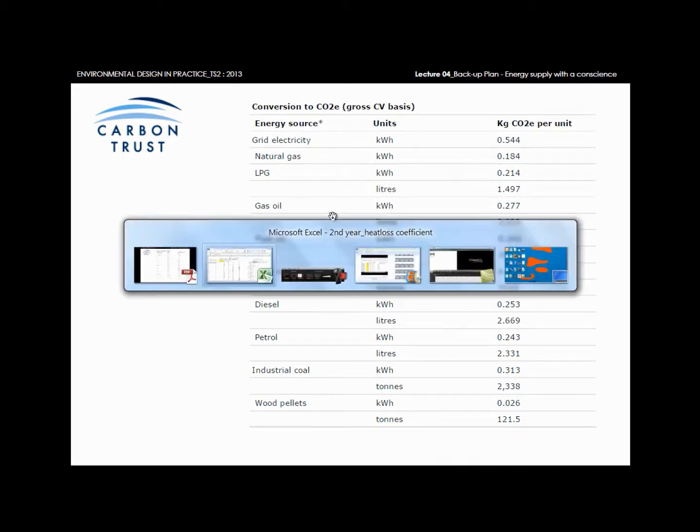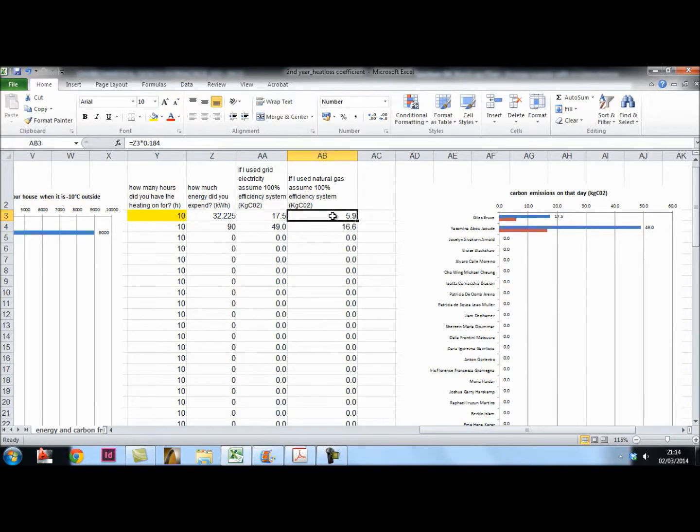So I've taken those numbers and I've done your hard work for you and multiplied your energy total, which is the total of your time that you had the heating on, multiplied by the rate of heat loss, and I've multiplied those by the two carbon factors, and then that will give you the amount of carbon emissions that is associated with that amount of energy consumption, depending on whether your heating is from grid supplied electricity, or from natural gas.